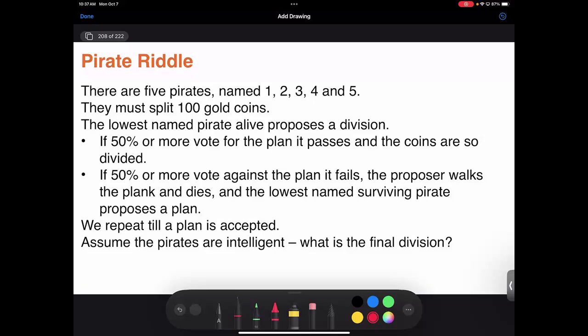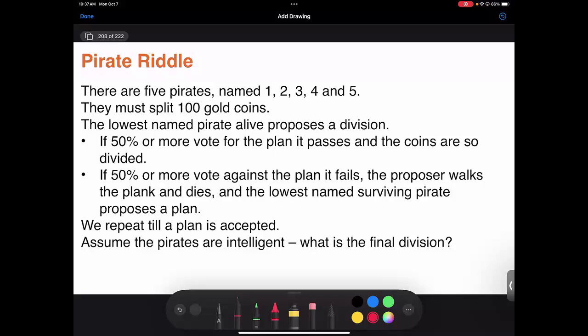Okay, so let's do the pirate riddle, because this illustrates some really good mathematics. There are 5 pirates, and they have the wonderful names 1, 2, 3, 4, 5. You often name people to make it easy to talk. They have 100 gold coins that they want to split. The lowest named pirate alive proposes a division of the 100 coins. There are 2 ways you can do it. In one way, you need a majority of people to support. So if it's tied 2 to 2, that does not count as a majority.